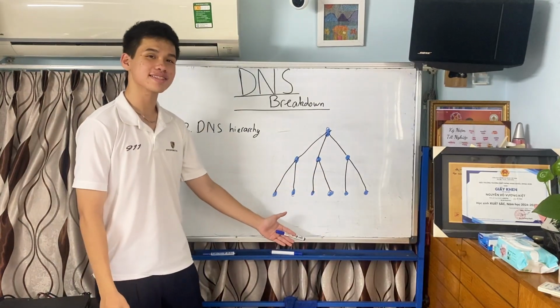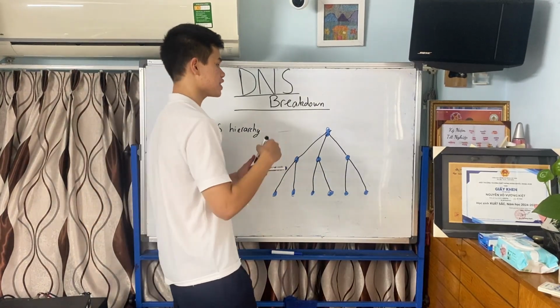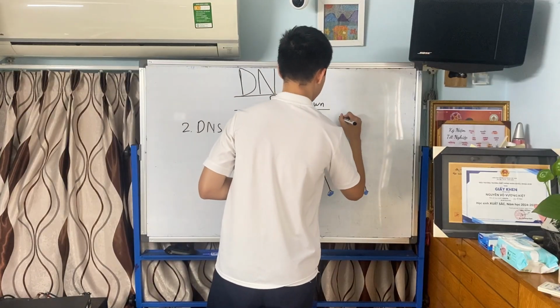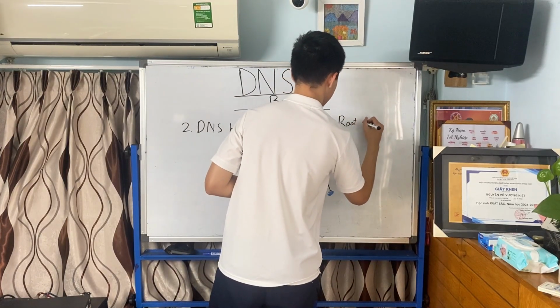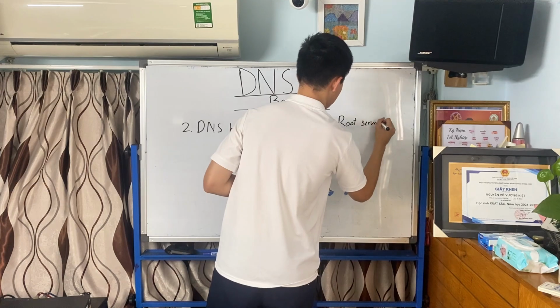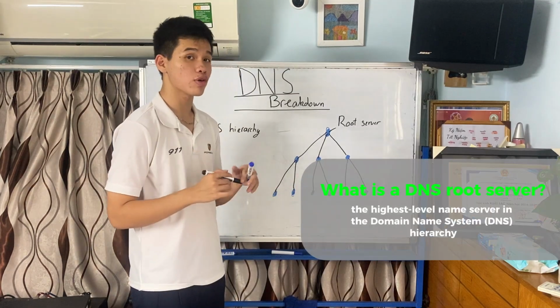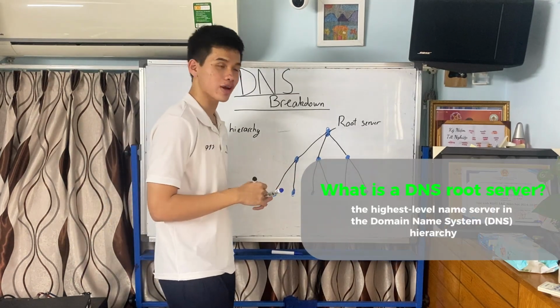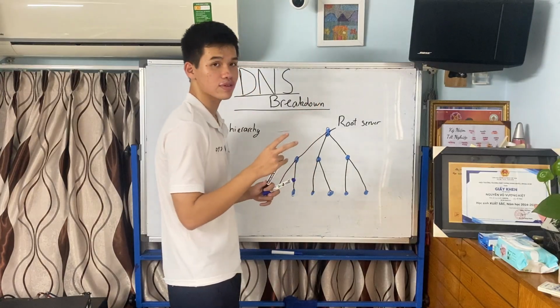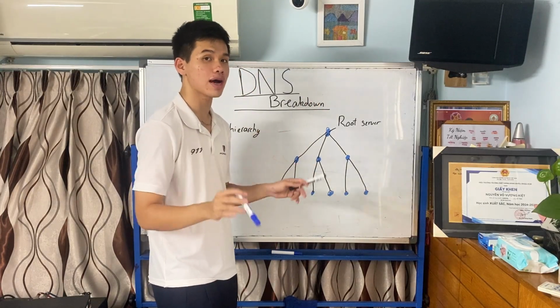Before seeing how DNS actually works, we will go through the DNS hierarchy. And we can view this as a tree diagram, and on top of that is the root server, and there are 13 separated root servers that are operated by 12 different organizations throughout the entire world.